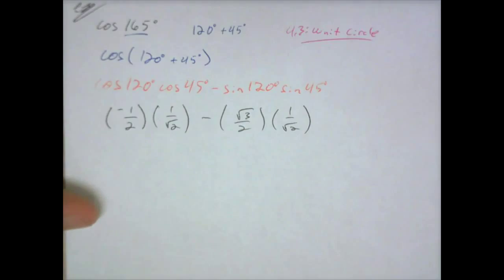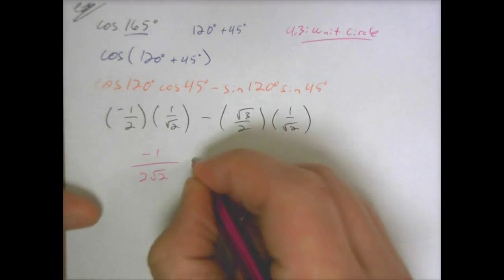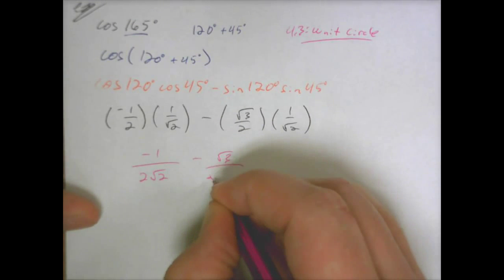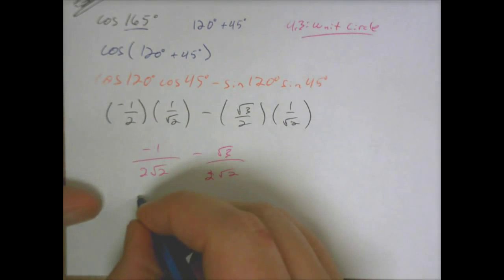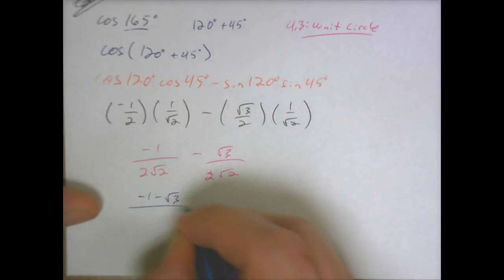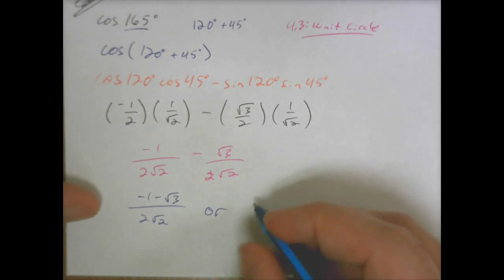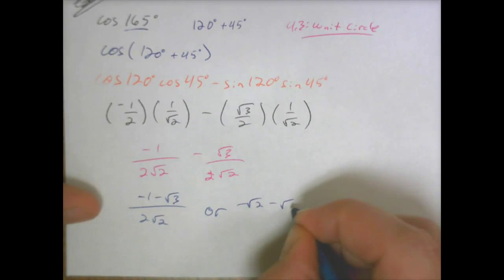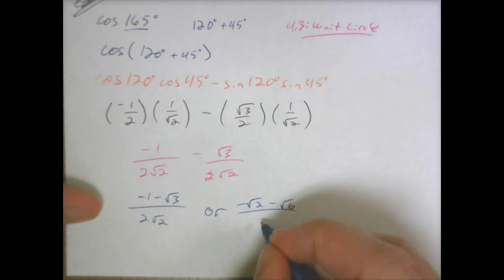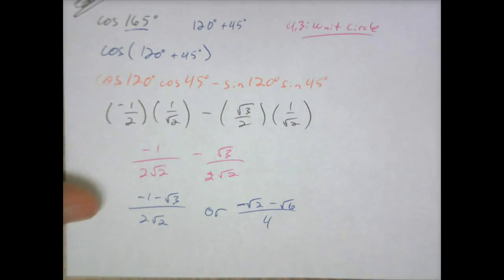Okay, again, if you can't do that, you need to be able to. So go back, watch the video. So you have negative 1 over 2 root 2 minus root 3 over 2 root 2. Since they have the same denominator, I can go ahead and combine them. So negative 1 minus root 3 over 2 root 2. Your book and the multiple choice on the test will rationalize this as negative square root 2 minus root 6 over 4.